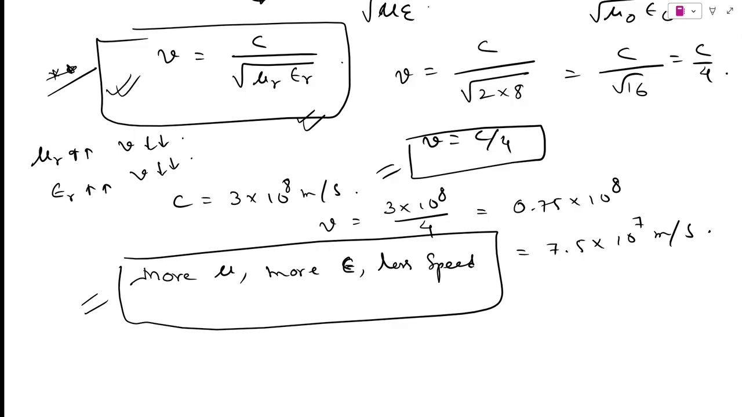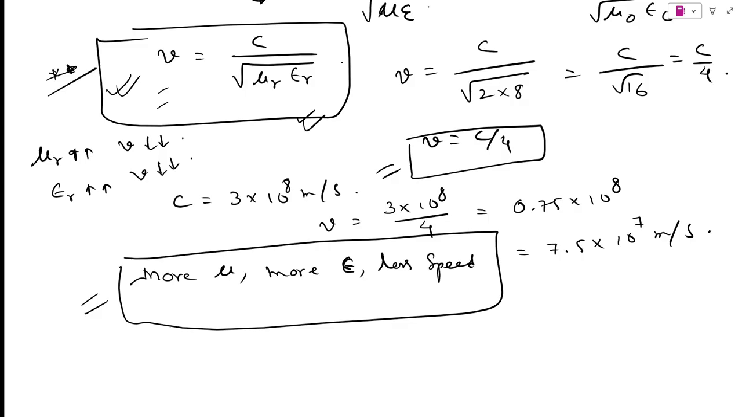Now, the velocity of an electromagnetic wave in a homogeneous medium is this, where c is the speed of light in vacuum, mu r is the relative magnetic permeability, and epsilon r is the relative dielectric constant. Here, given mu r equals 2 and epsilon r equals 8, V will be c by root over 2 into 8, which is c by 4. Hence the velocity of the electromagnetic wave in the given medium is c by 4. Thus the wave propagates at 1/4 the speed of light in vacuum.